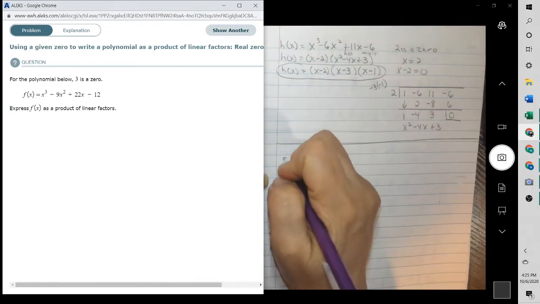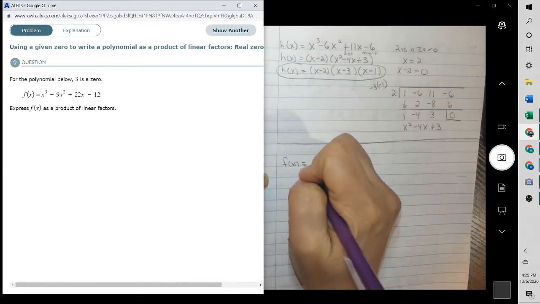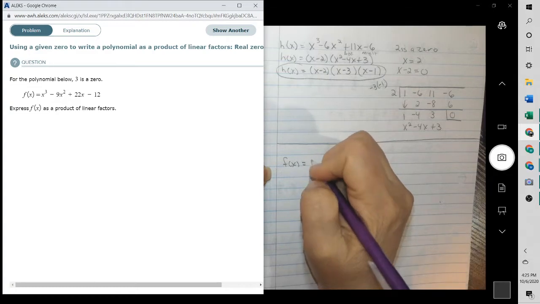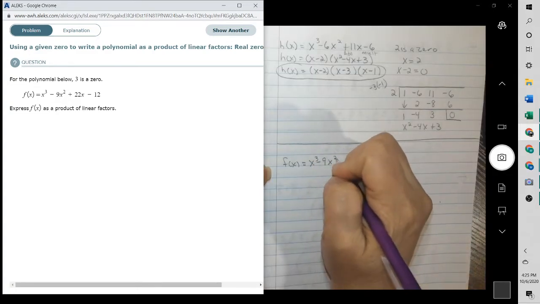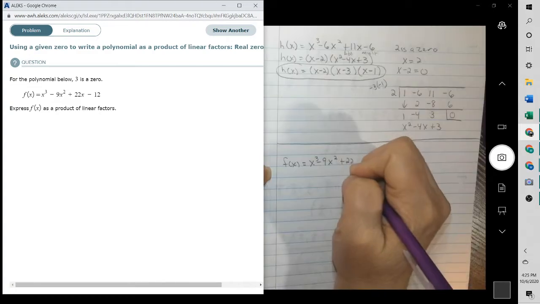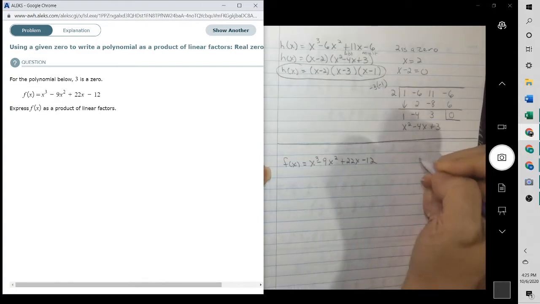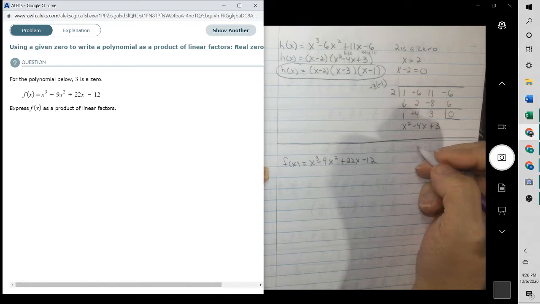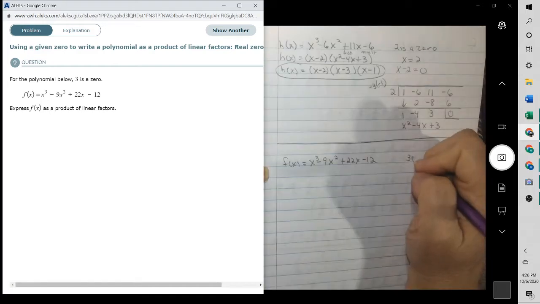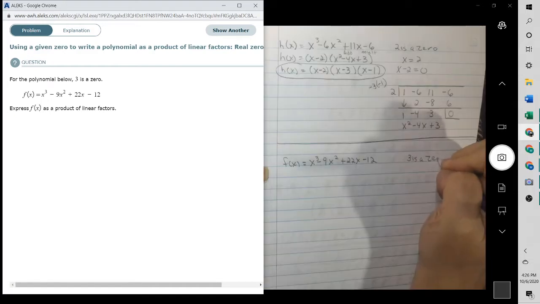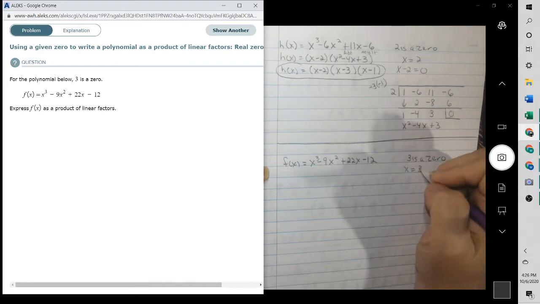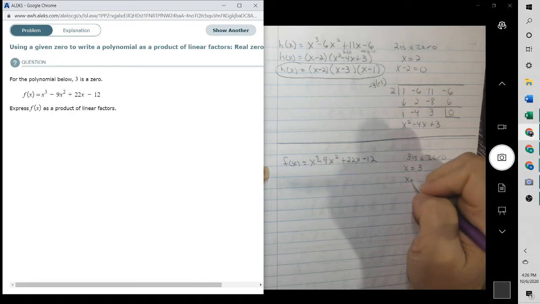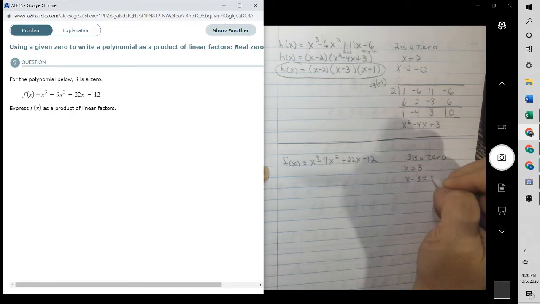So we have f of x equals x cubed minus 9x squared plus 22x minus 12. And they gave us 3 as a 0. Well, that means that x equals 3. Get it set equal to 0, the factor is x minus 3.